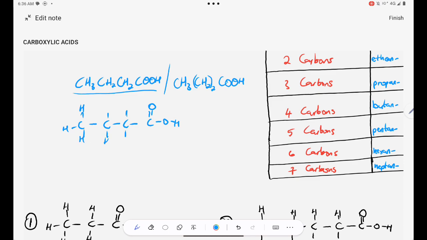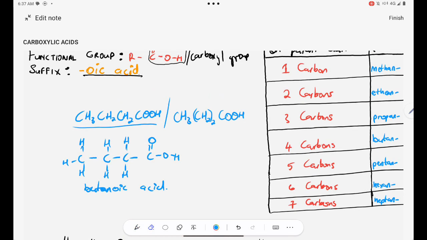Whenever you are given a condensed structure, all you have to do is to change it into a structural formula and then write the IUPAC name. This is a carboxylic acid that has 4 carbons. That simply means my prefix will be butane, and then I just mix the prefix and the suffix. It will simply be butanoic acid. That's how you move from a condensed formula to a structural formula, then writing down the IUPAC name.